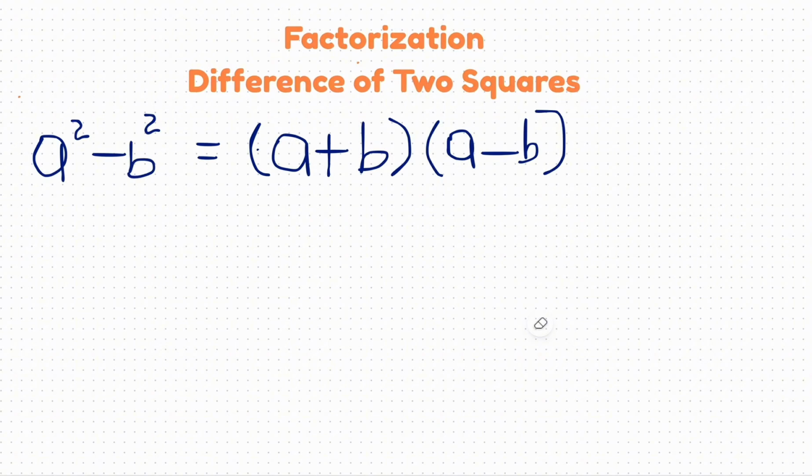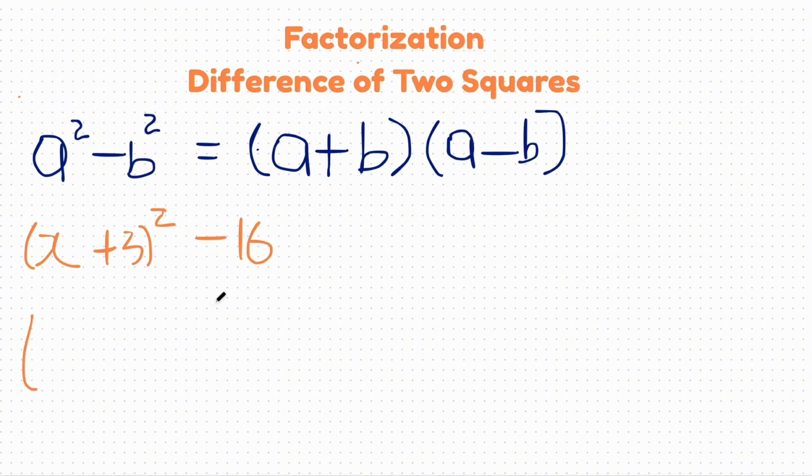So if we're told to factorize x plus 3 squared minus 16, what would we do? So this is treated as one term, the x plus 3 squared, and this is our other term. So this is the same.